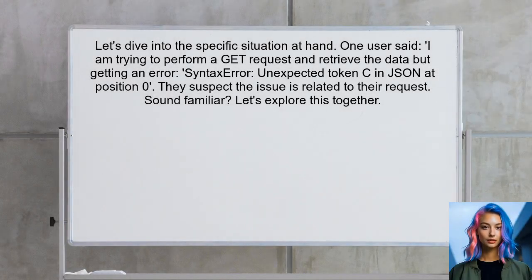One user reached out saying they are trying to perform a GET request to retrieve data but are met with the error. Syntax error, unexpected token C in JSON at position 0. They suspect the issue is related to their request. Sound familiar? Let's explore this together.